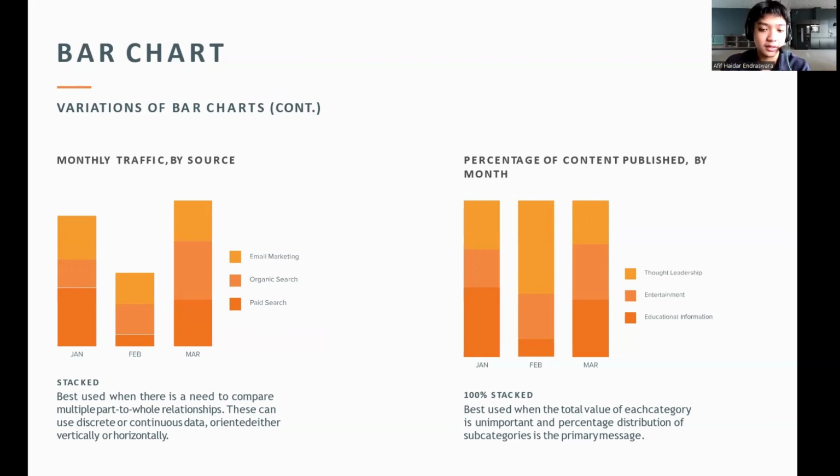Because this is divided into three months in the first quarter, we can see that the paid search is at the bottom, followed by organic search in the middle, and also the email marketing.